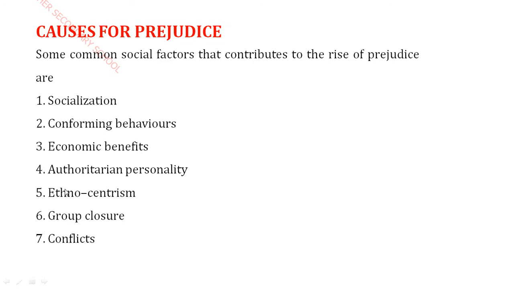We can say authoritarian personality. Example is here a king, okay, yes. A king is a very apt example, who takes care of his public and he has full and full right to change his law and order. So authoritarian personality is also one of the causes of prejudice.